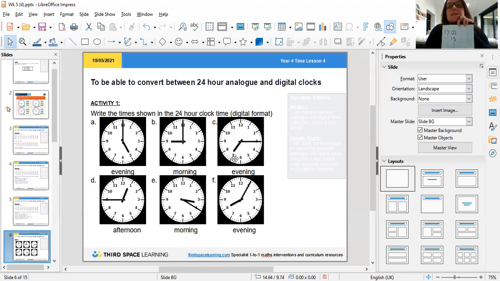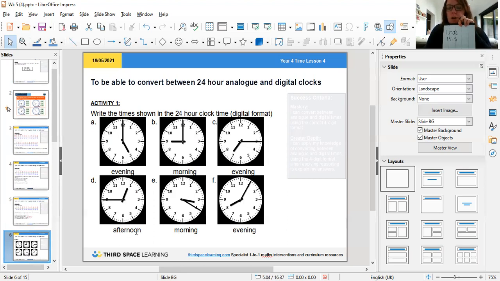Oh, I'm thinking, 7. There's a quicker way than always looking at the clock. Have a think. 7 plus what will give you the instant answer? 12. Well done. So I'm going to put 19:15. Well done. Afternoon. Oh, that's a tricky one. You see, they're trying to trick you with the words there.